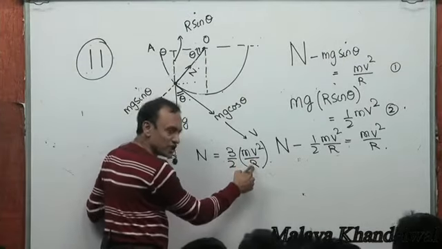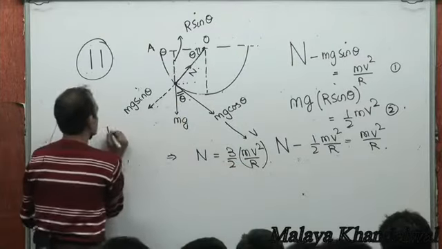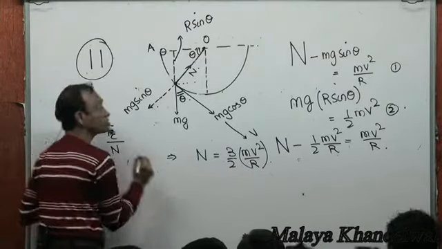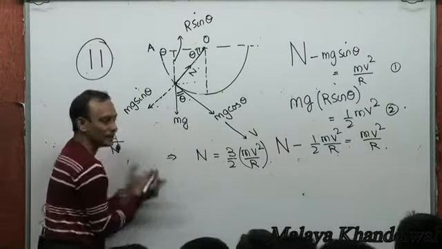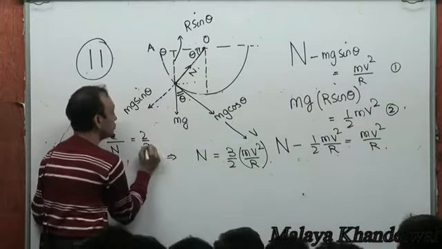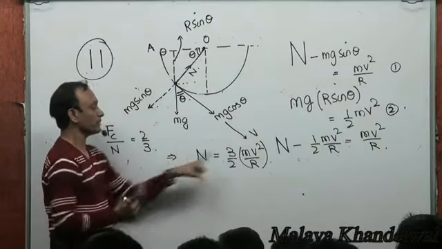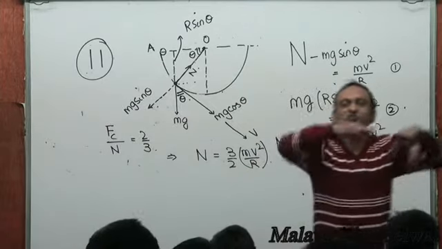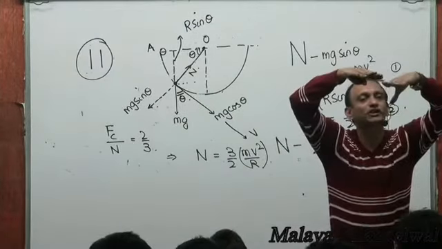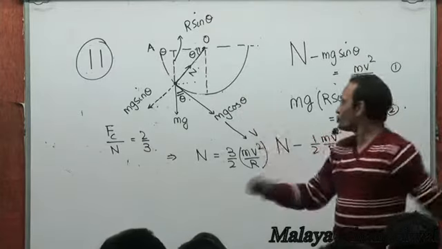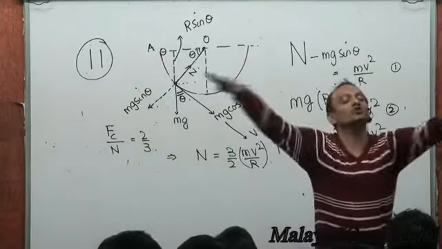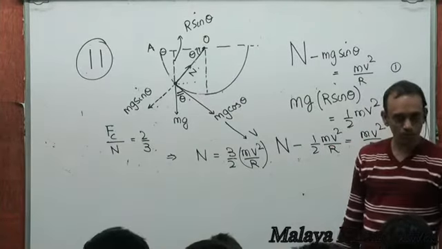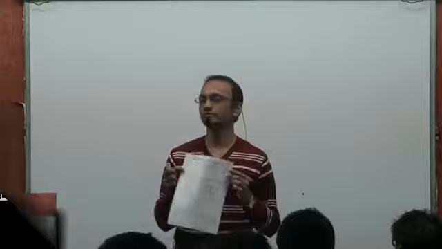mv squared by r is the centripetal force. So centripetal force mv squared by r divided by the normal reaction does not depend on theta. Do you realize that? It's not depending on theta. It's a constant and equal to 2 by 3. Fc by N is 2 by 3. So it's independent of theta, so independent of cos theta. So this ratio as a function of cos theta is going to be a straight line parallel to the horizontal axis. Right?